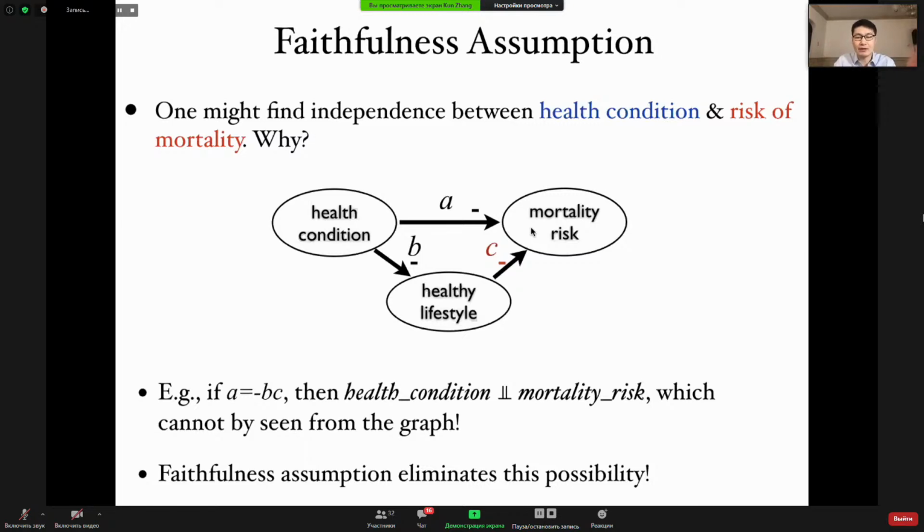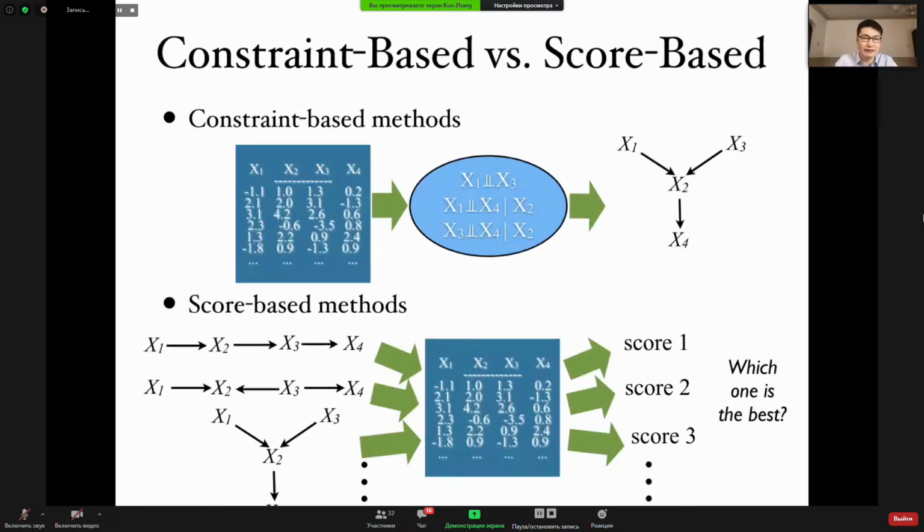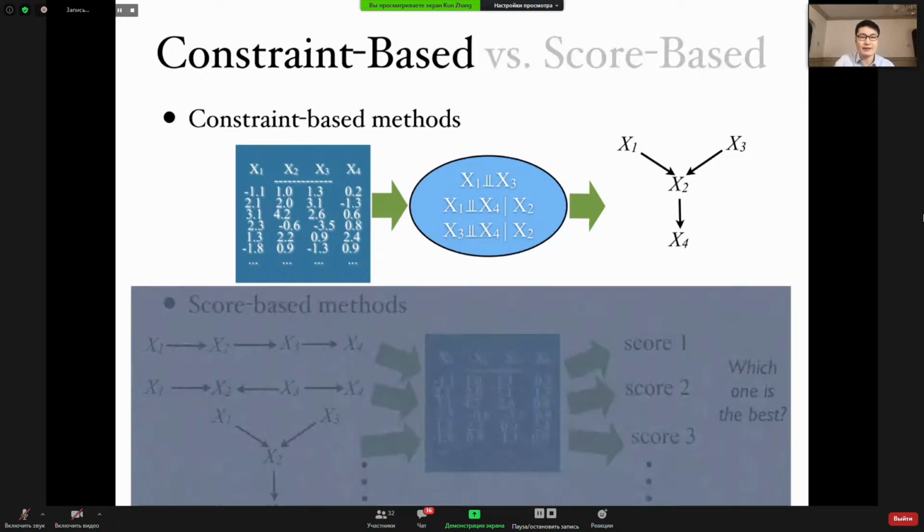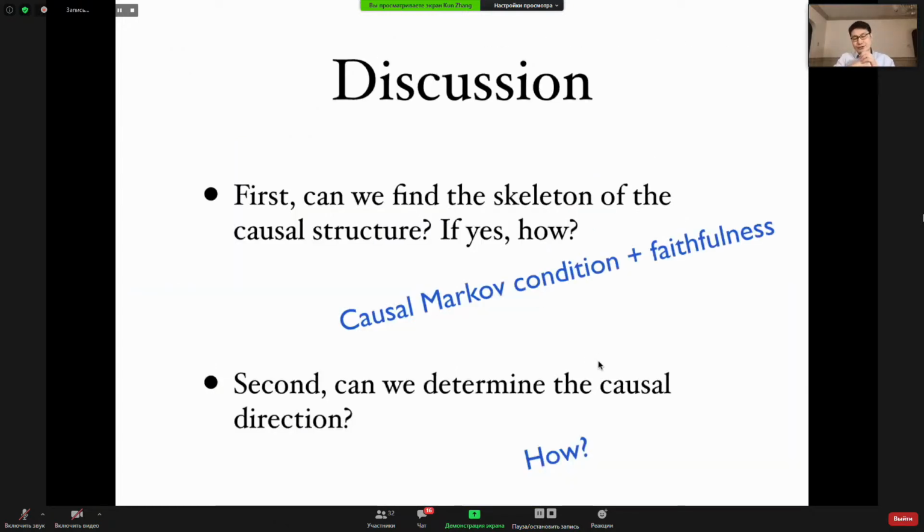Okay. Now, given this, we can do causal discovery. We are going to see 2 types of classical methods for causal discovery. The first one is called the constraint-based method, or conditional independence-based method, and the second one is called the score-based method. We start with the constraint-based method. Now, we have two questions to answer. We have data. From data, we discover independence and conditional independence relations, right? First, how can we find the skeleton of the causal graph? Is it possible? If yes, how? The answer is yes. Later, you will see why. And second, can we go further?